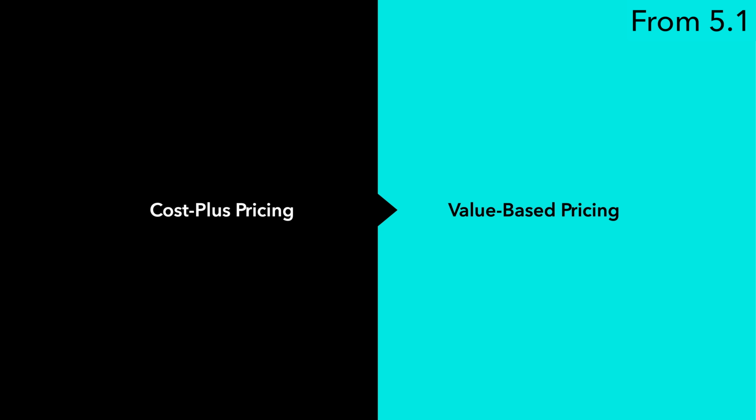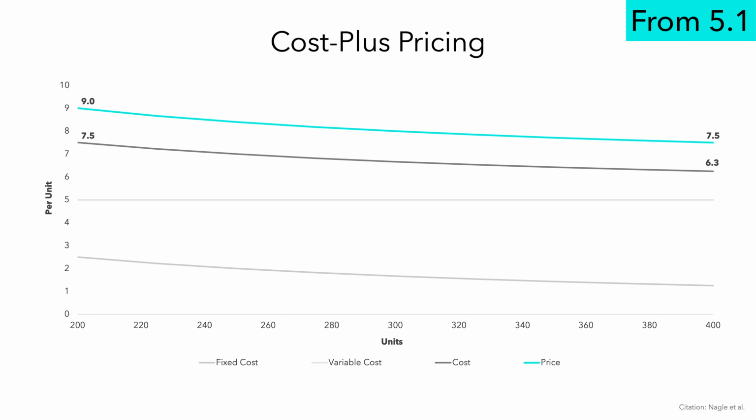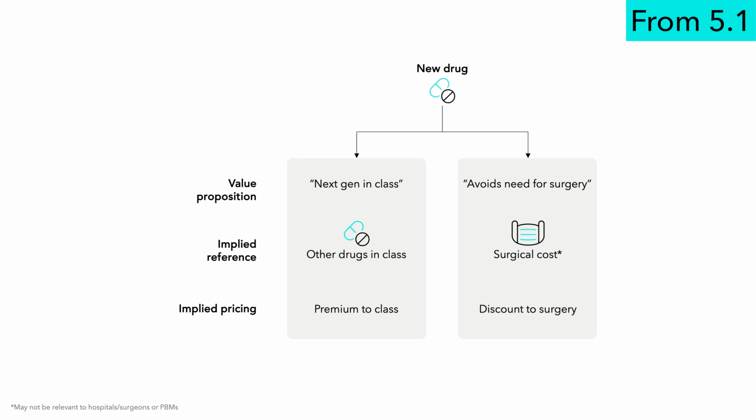So the first thing to understand about pricing theory is that we've seen a big evolution from the concept of cost plus pricing to the concept of value-based pricing. If you see the blue line at the top of this graph, this is the cost represented by this thicker gray line plus a 20% margin. A new drug with 2 potential value propositions.